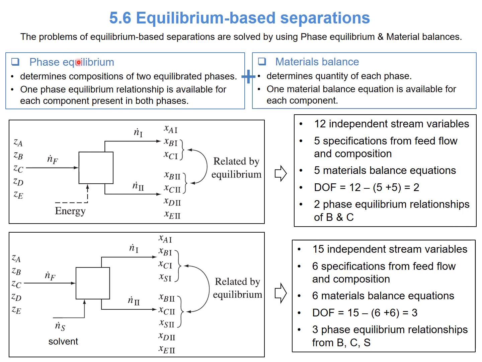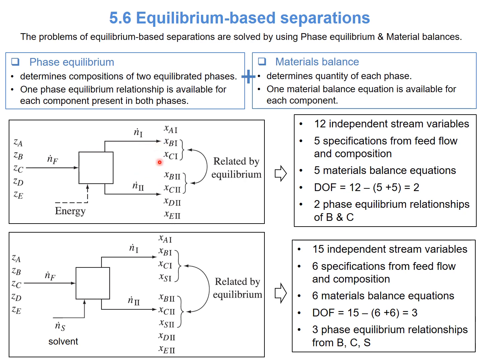Phase equilibrium determines compositions of two equilibrated phases. One phase equilibrium relationship is available for each component present in both phases. So, by using material balance equations plus phase equilibrium relationships, we could solve the problems.